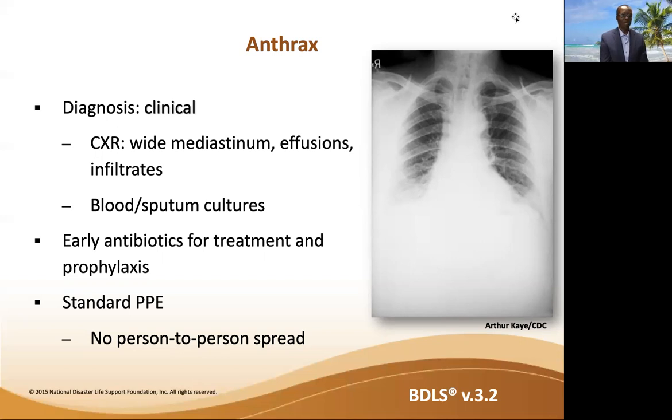Early antibiotics are the treatment of choice. IV ciprofloxacin and doxycycline are the standard treatments, but many other antibiotics in combination may be recommended. Prophylaxis for potentially exposed individuals includes a 100-day course of oral ciprofloxacin. Anthrax is not known to spread from person to person, so standard precautions are recommended.